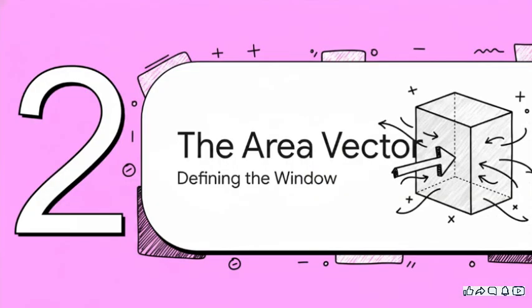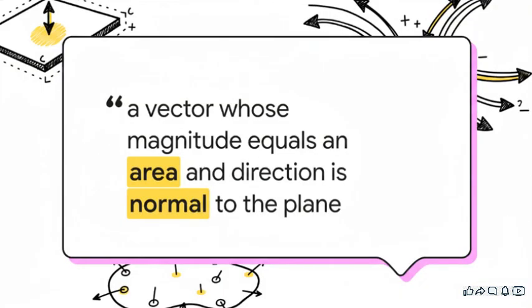Moving on to Part 2, the area vector explained. So we know what the flow is, but how do we mathematically describe the surface it's flowing through? You'll probably run into this super formal textbook definition. An area vector is a vector whose magnitude is equal to an area and whose direction is normal to the plane. Okay, don't let that intimidate you. In physics, normal literally just means perpendicular.